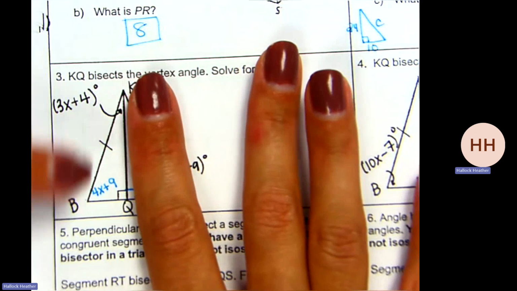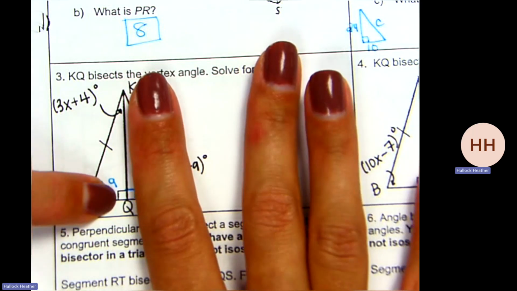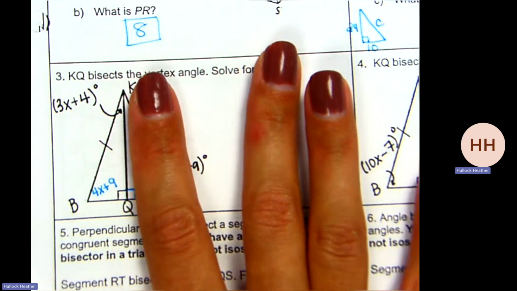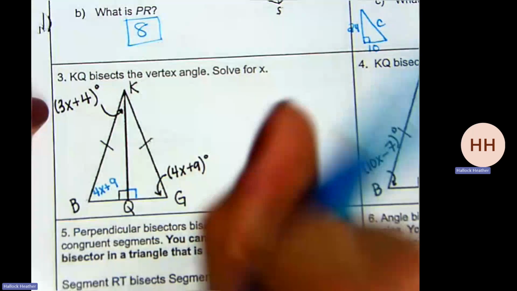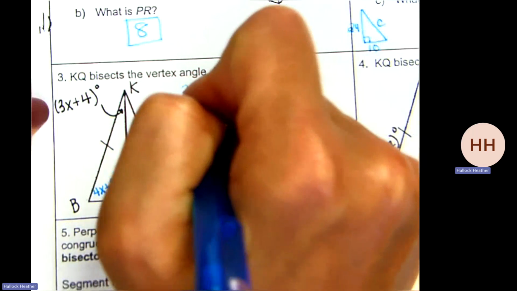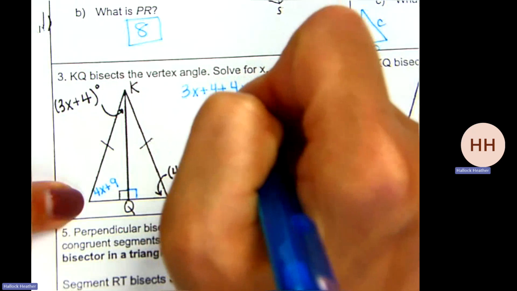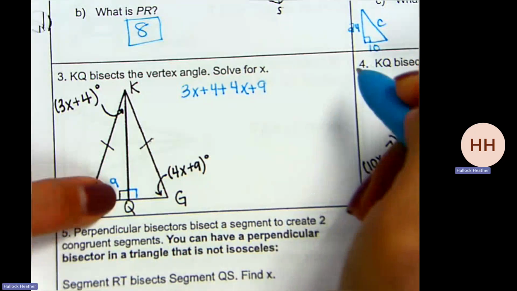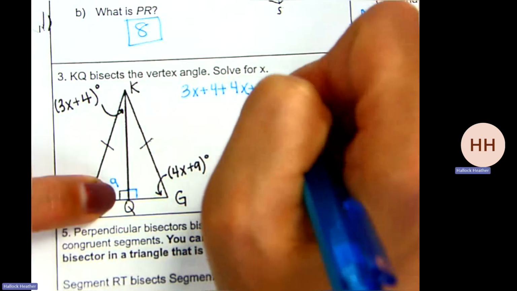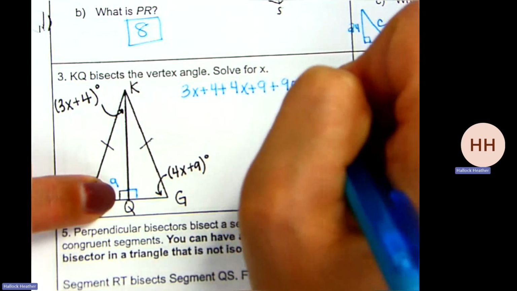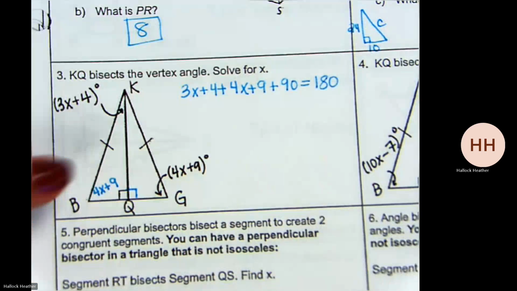I could do this plus B plus 90 equals 180. So it's kind of applying the stuff from before break. So I'm going to do this plus 90 equals 180. So 3x plus 4 plus the base angle, which is 4x plus 9, plus the square. People have been forgetting the square. Don't forget your square. Equals 180.